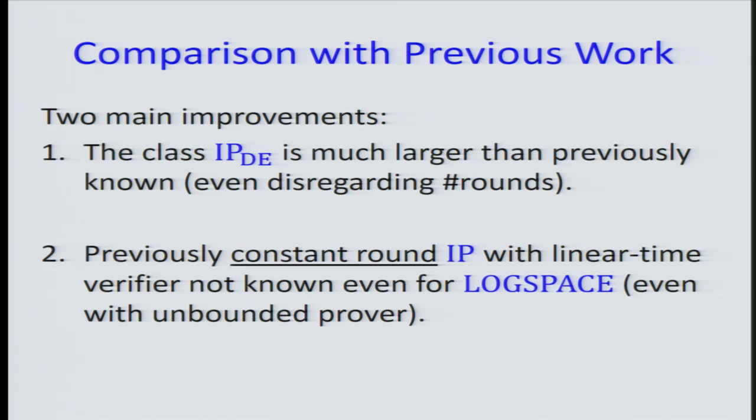Secondly, if we do focus on constant rounds, then these protocols were really not known. They were basically only known for NC1, so not even for log space. And that's even if you allow an unbounded honest prover. So a constant round is a big improvement.